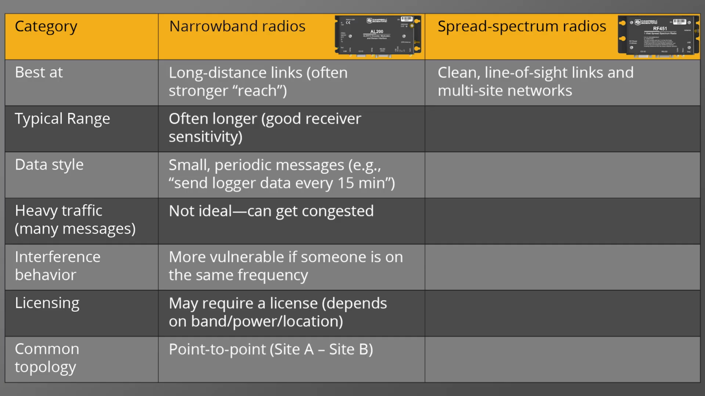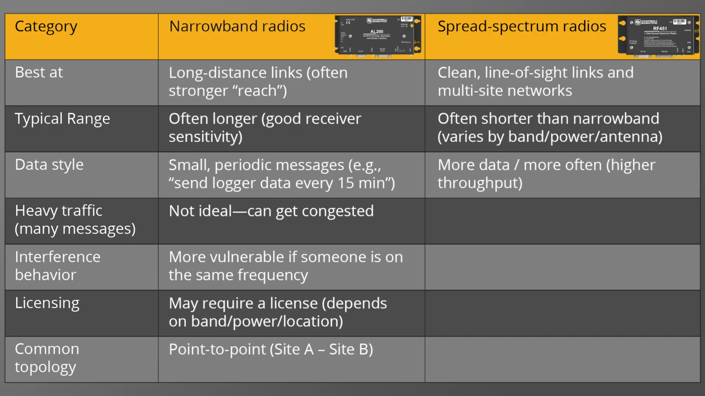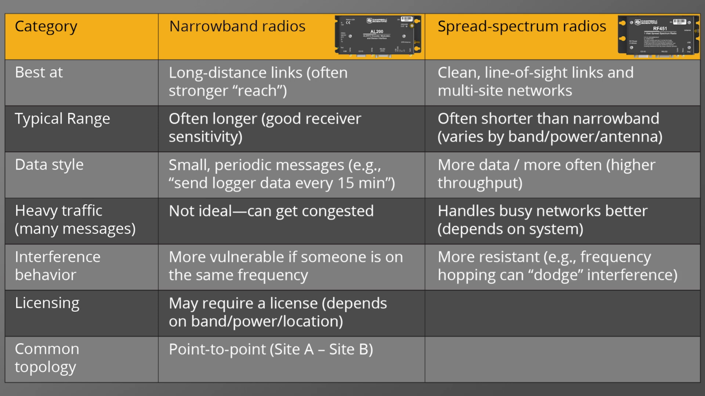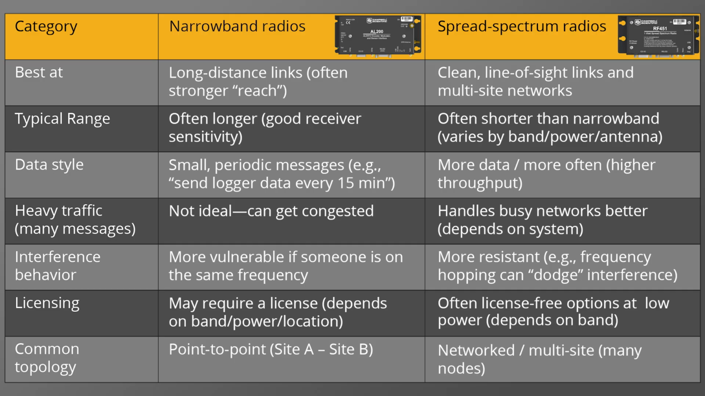Spread spectrum radios are best with clean line-of-sight links and in multi-site networks. Their range is often shorter than an equivalent narrowband radio. They can handle more data with higher throughput. They handle busy networks better, depending on the system. They are more resistant to interference, as frequency hopping can dodge interference from other signals. There are often license-free options at low power, depending on the frequency used. They are commonly used in networked installations with multiple transmission sites.